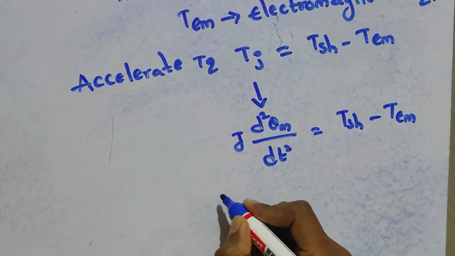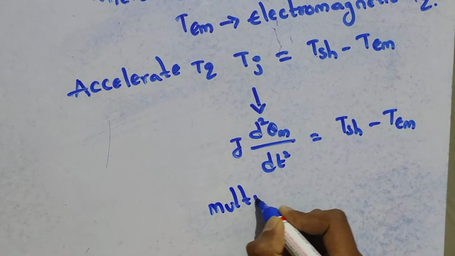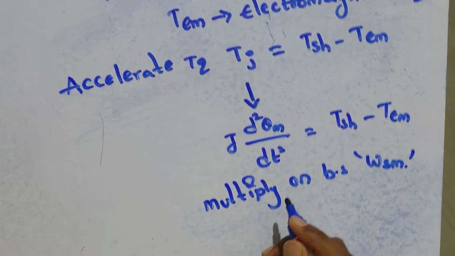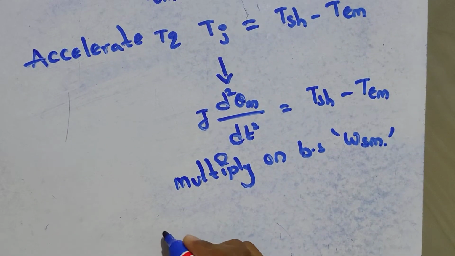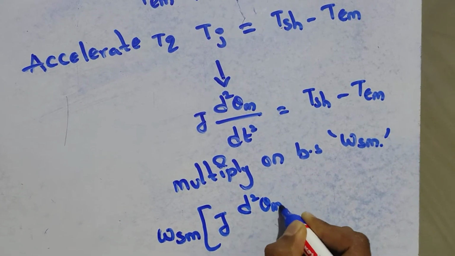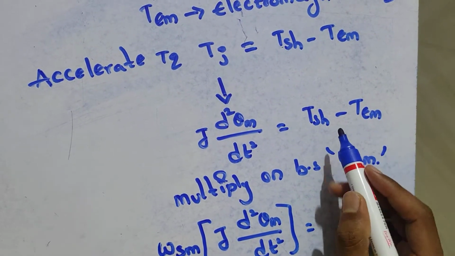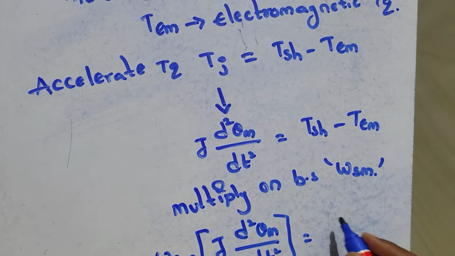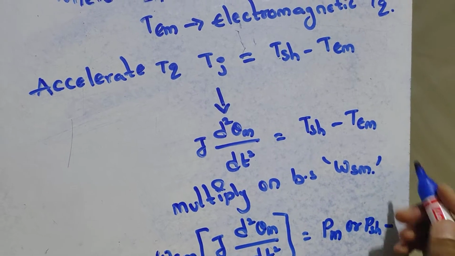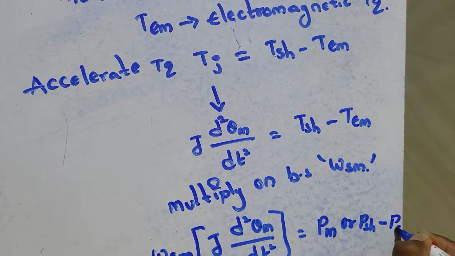So now multiply both sides by omega Sm. Then we have to write omega Sm J d square theta M by dt square is equal to TSH into omega Sm, which is nothing but mechanical power or shunt power, minus electromagnetic torque into omega Sm, which is nothing but electrical power PE.